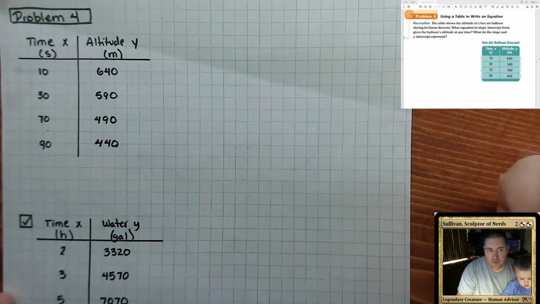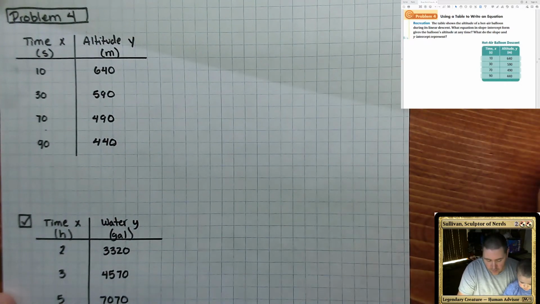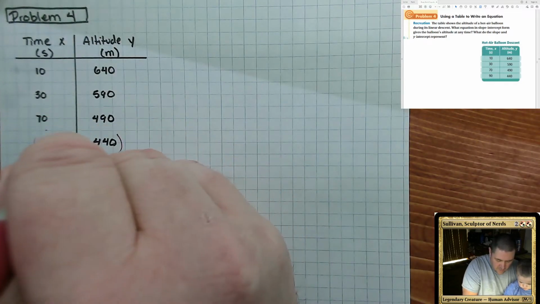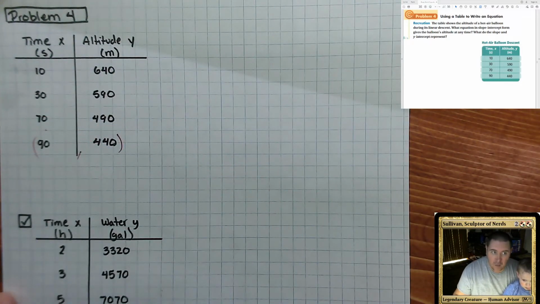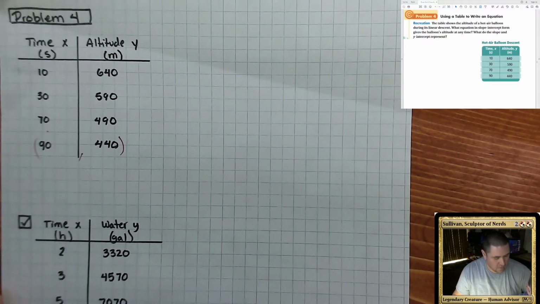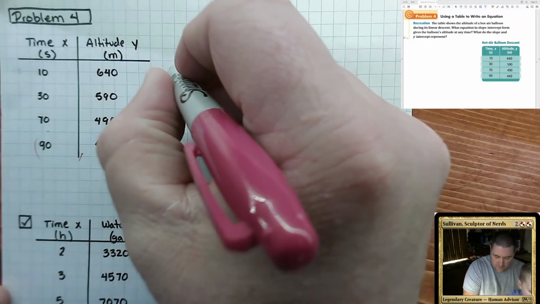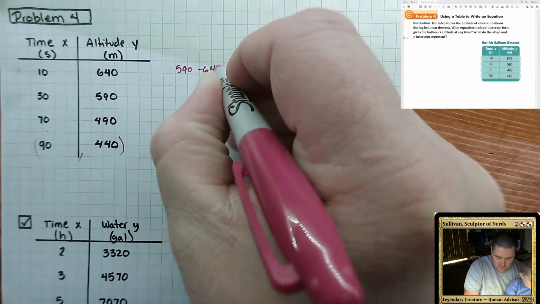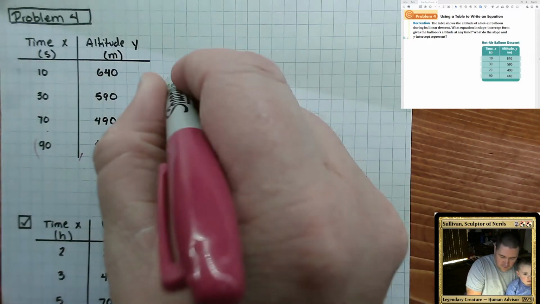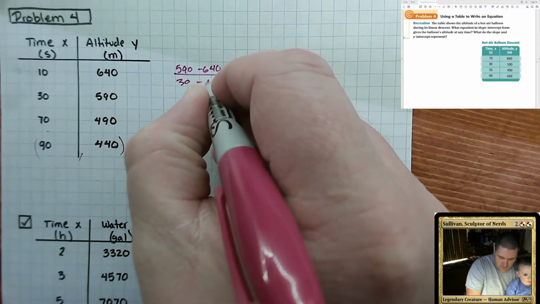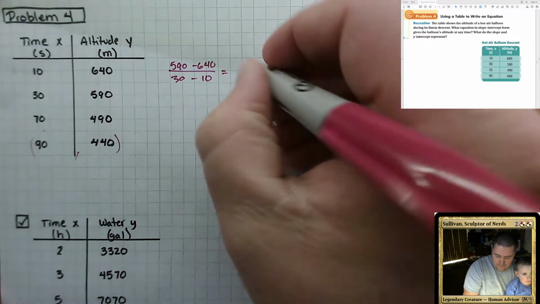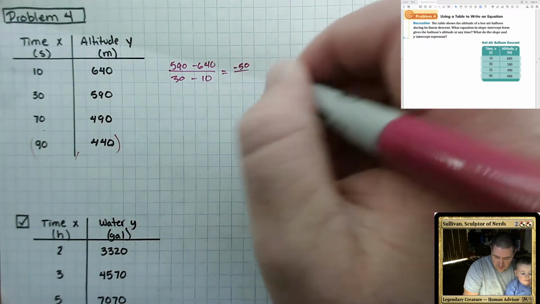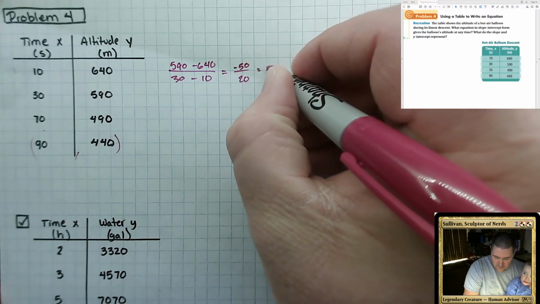We're going to do the exact same thing. It's just you get to pick which of these points you want. Remember, this is the coordinate 90, 440. So you pick any two of these, and I'll just show you real quick. If I do 590 minus 640, using the first two coordinates, over 30 minus 10 to find a slope, getting a negative 50 over 20 is a negative 5/2.